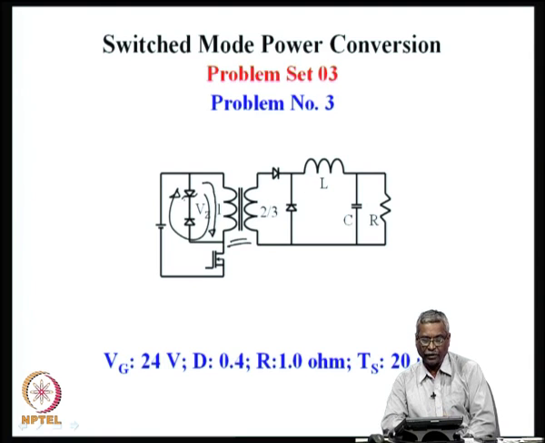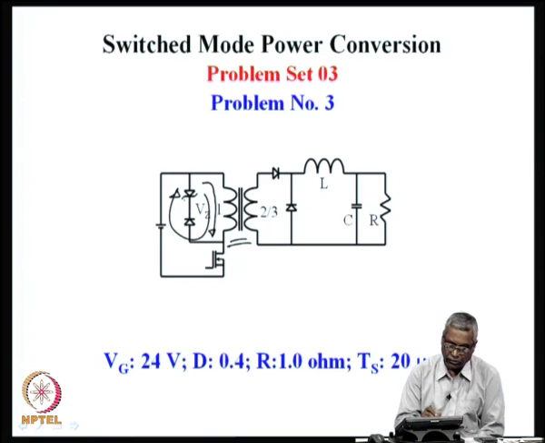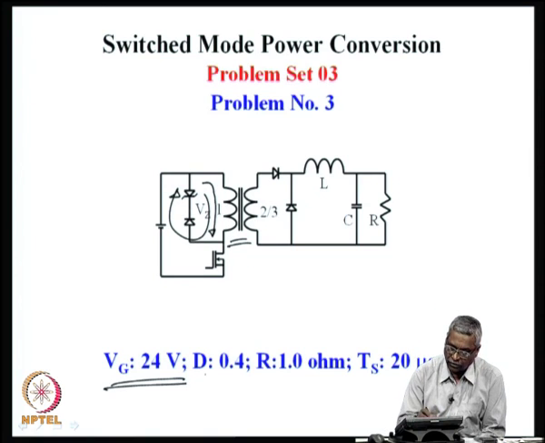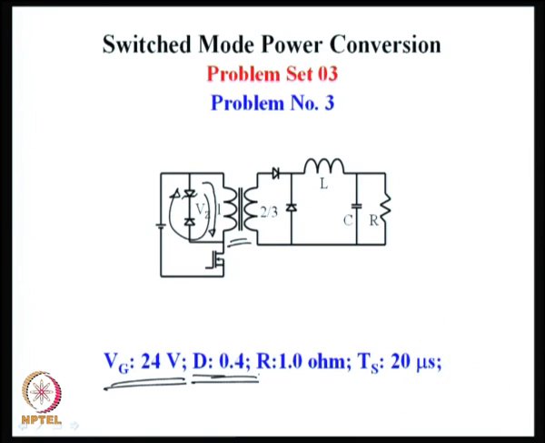forward converter. In this example, the source voltage is 24 volts, duty ratio as before is 0.4, the load resistance is 1 ohm, and the switching period is 20 microseconds. Let us see what are all the quantities we are interested in finding out in this particular converter.